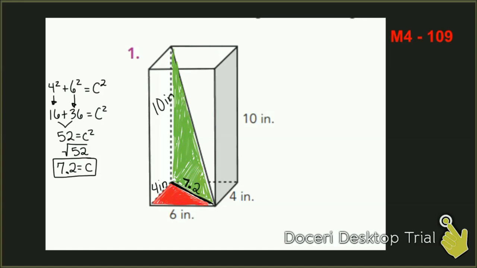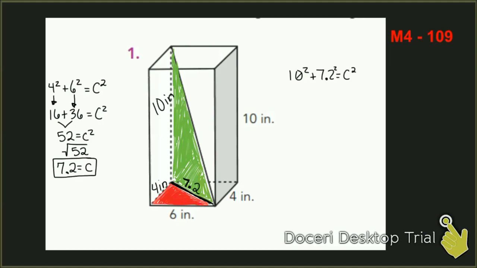So again, let's think about what we have. We know the height of the green triangle is 10 inches, and the base of the green triangle is 7 2/10, and we need to find this diagonal. Anytime we're trying to find the diagonal, remember, that is always C. So we're doing the same process again. We're just going to write it over here to the right. So again, we have A and B. So we have 10 squared plus 7 2/10 squared. And again, we're getting that from our green triangle only, and that's going to equal C squared.